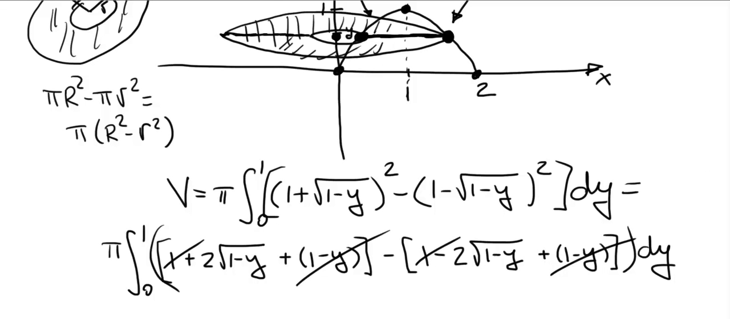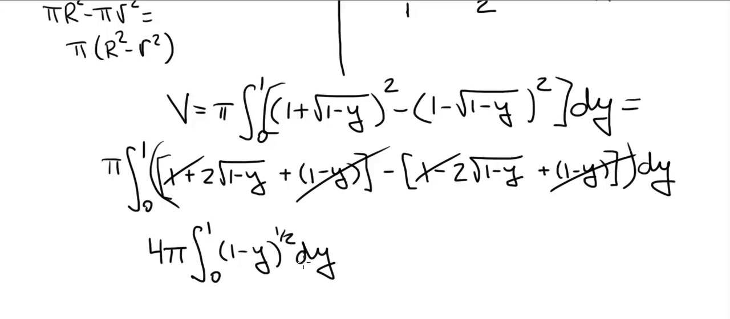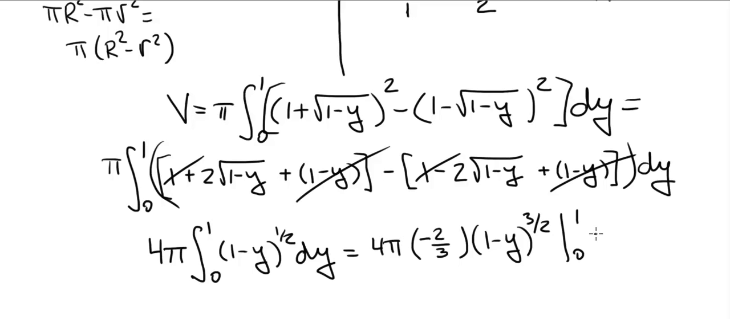And what we have are 2 square root of 1 minus y minus a minus 2 square root of 1 minus y. It gives us 4 pi times the integral from 0 to 1 of the square root of 1 minus y, or 1 minus y to the 1/2 power, dy. And this is an easy integral. We get 4 pi times the integral of 1 minus y to the 1/2, which is minus 2/3 times 1 minus y to the 3/2, and this is evaluated from 0 to 1.